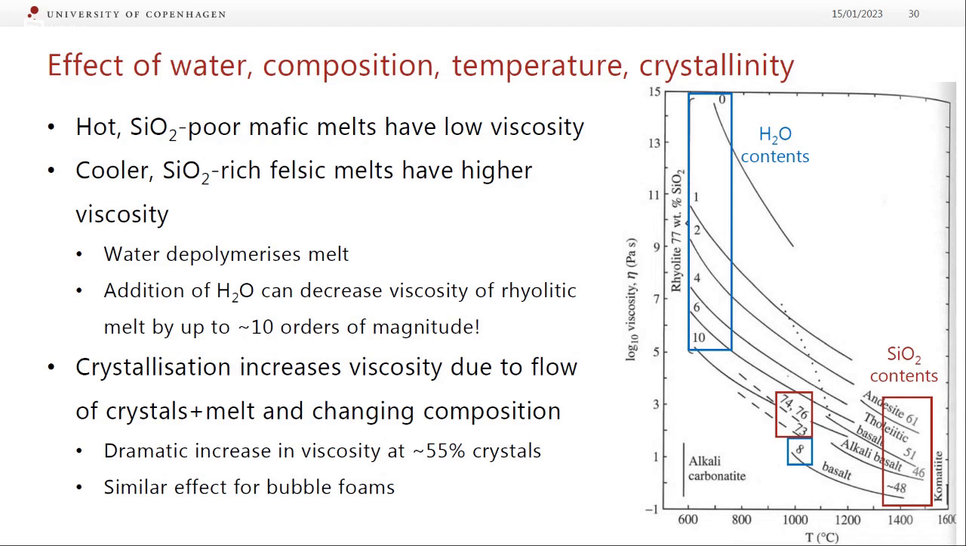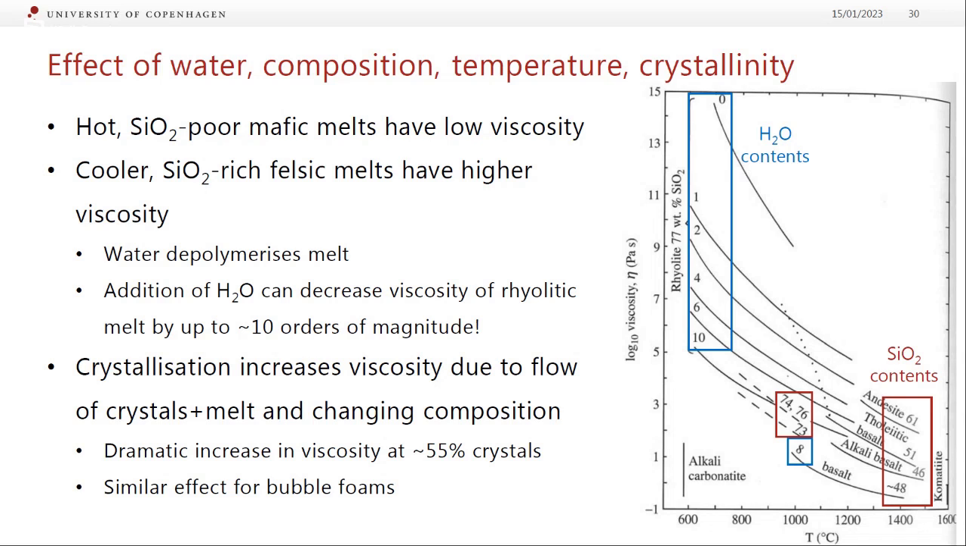Probably the most important modifier here is that water depolymerizes melt. So when we add water, it reduces the viscosity. Adding water can decrease the viscosity of rhyolitic melts by about 10 orders of magnitude. So this is absolutely massive. You can see here, this is the viscosity. It's a log scale. So going from 0% water to 10% water at about 700 degrees C, rhyolite is literally a 10 order of magnitude change. So a huge, huge drop in viscosity. The opposite is true. If we degas a rhyolite, then it will suddenly become much more viscous.